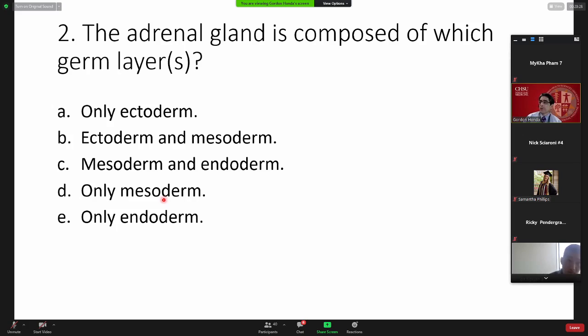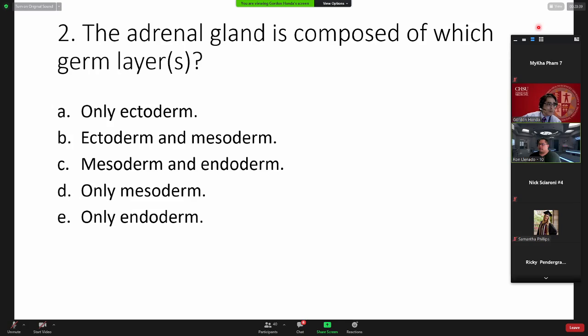How about group 10? Group 10, you want to just shout out what you think the right answer is? Sure. The adrenal cortex is from mesoderm and ectoderm. So that would be, what did I just say? Mesoderm and ectoderm. B. B. Okay, good.